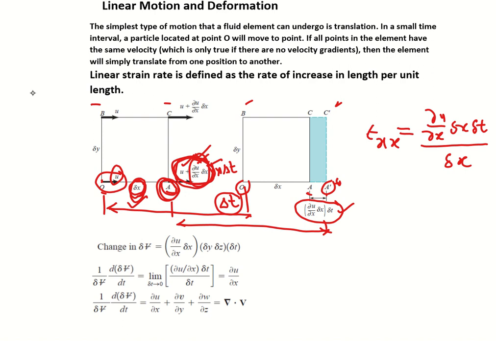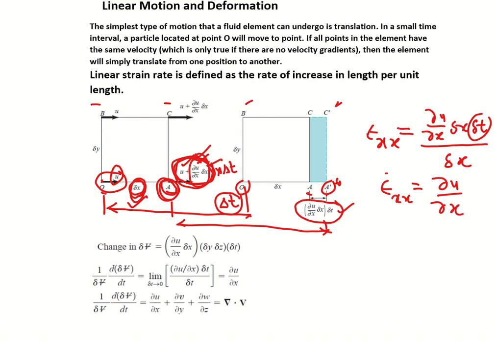So delta x is cancelled, and we can write this as epsilon xx rate, because this delta t may come here. So this is known as strain rate, linear strain rate in x direction is equal to del u over del x.